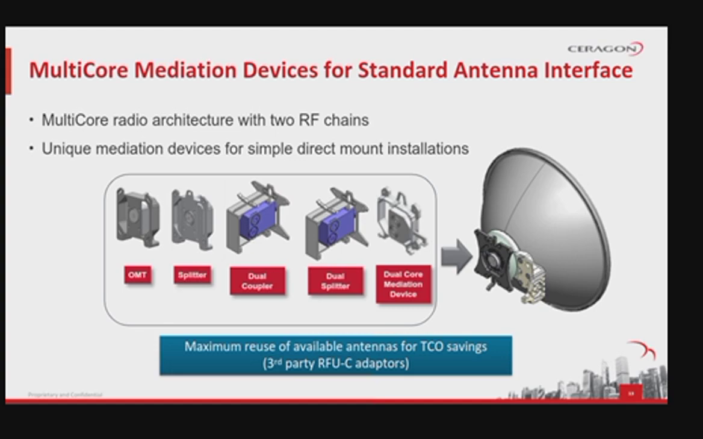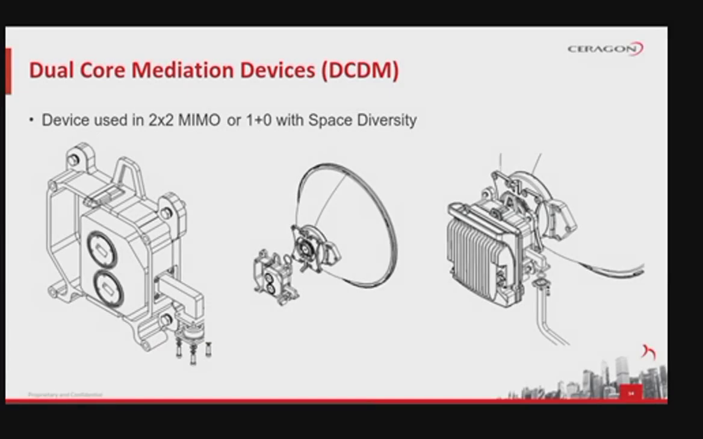east-west system configuration. Let's see in this slide a bit closer the dual-core mediation device, which is equipped with 3 antenna ports, as compared to the rest of the mediation devices which have only 1 or 2 antenna ports. The dual-core mediation device is designed to offer a simple and compact solution for 2x2 MIMO configuration or 1+0 with space diversity configuration.